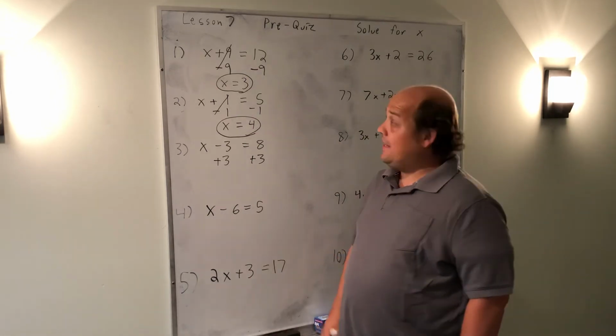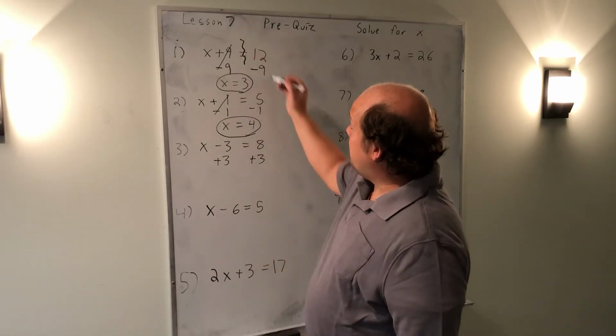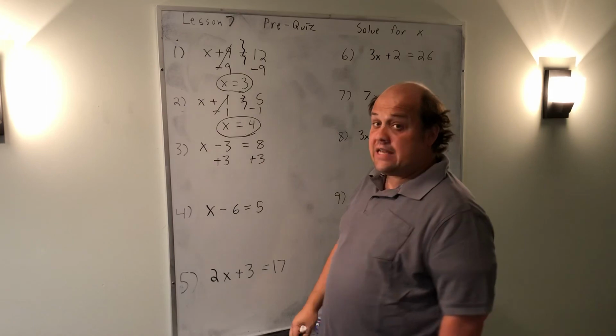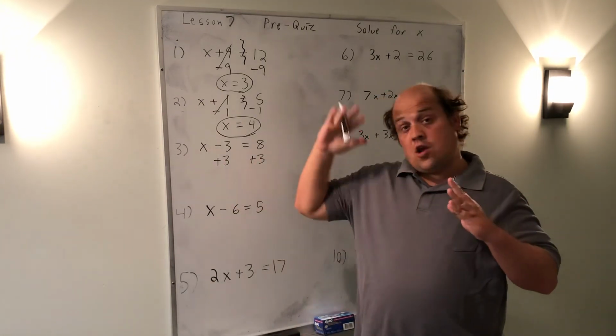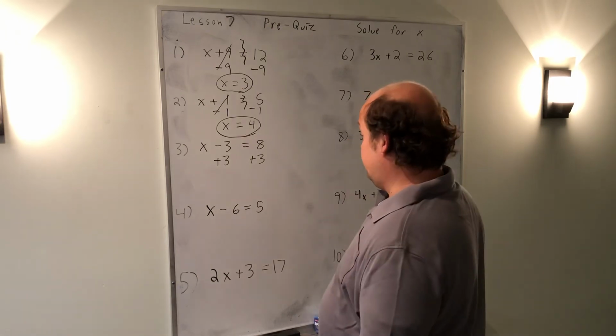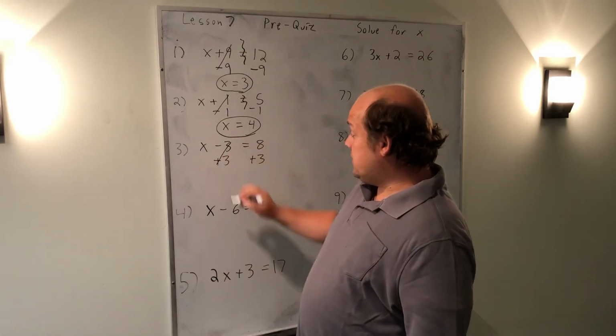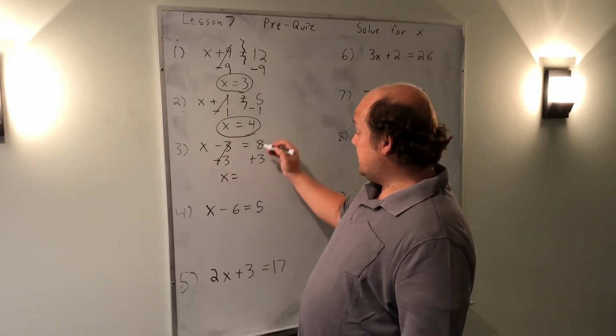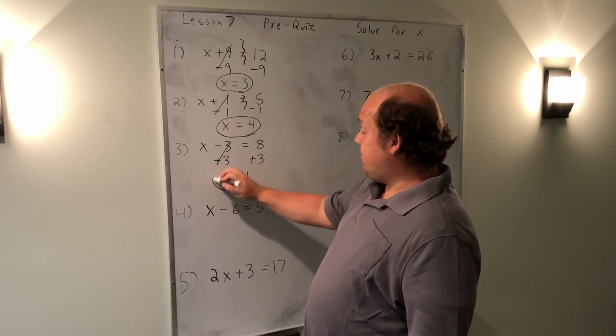Whenever I'm talking about left and right, I'm talking about this equal sign. This equal sign separates the problem into two sides. What I do on one side of the equal sign, I do to the other side of the equal sign. So here, these 3's go away. I'm just left with x. 8 plus 3 gives me 11.